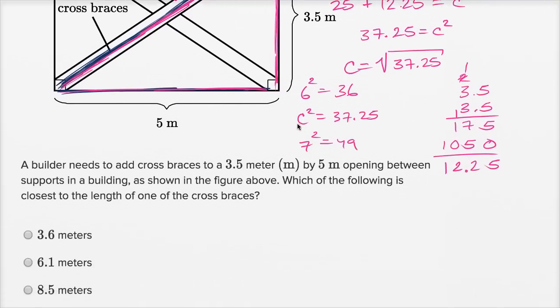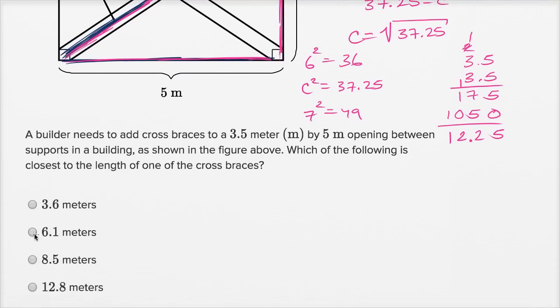And so out of our options right over here, 6.1 is looking pretty good. It's definitely not going to be 8.5. 8.5 squared is going to be greater than 64. So it's not going to be that. 3.6 meters squared, well, that's going to be less than 16. So 6.1 is looking good. This is going to be a little bit more than 36, which 37.25 is. It's a little bit more than 36.